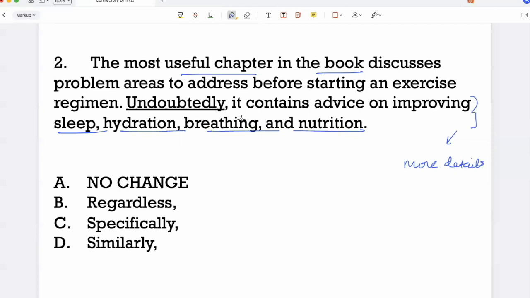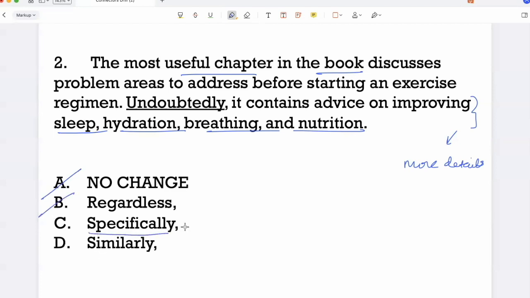So undoubtedly doesn't really fit that context, because undoubtedly is used in the sense of being absolutely certain of something, right? For example, he's undoubtedly guilty of the crime. So that doesn't fit the context of the second line being more detail oriented than the first one. So I don't like A. Regardless is a contrasting connector, and these two sentences are not contrasting, so it's not B.